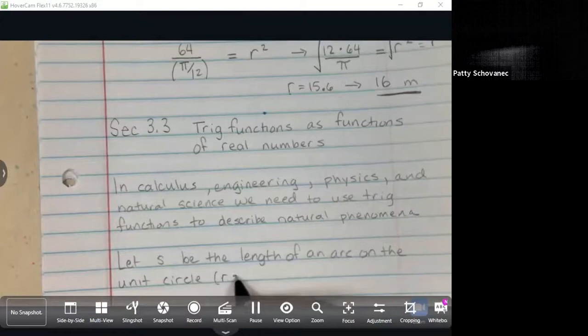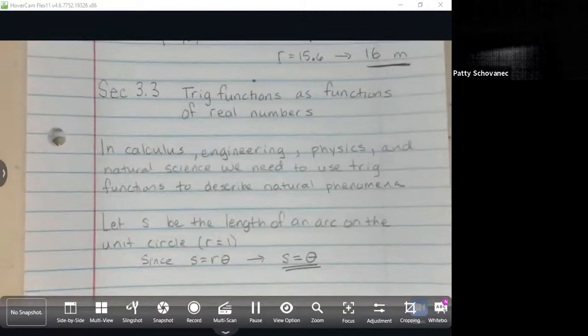Unit circle again, r is equal to 1. And since s is equal to r theta, we have that s is going to be the same as theta on the unit circle. So when I talk about an angle of measure pi over 2, it corresponds to an arc of length pi over 2, centimeters, inches, meters, depending on what the radius, what our needs are.